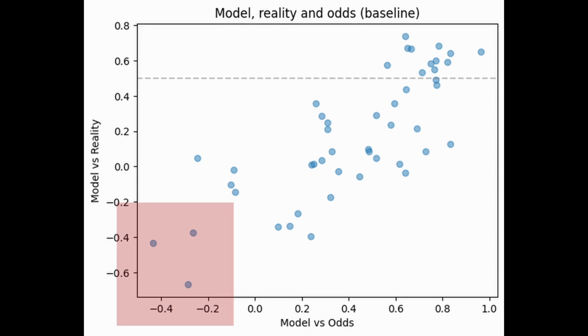In the bottom left corner, the model is out of sync with both the odds and the actual result. As we move to the right, the model lines up more with the odds, and the dots also tend to rise. Races where the model is close to the odds are also the races where the model's ranking matches reality better.